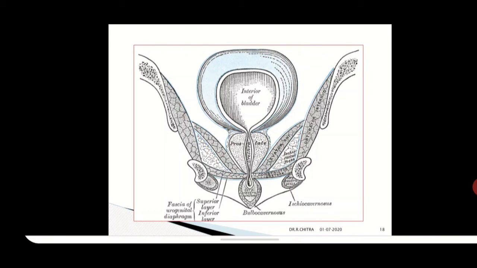So I think in this you can understand. This part is the urogenital triangle. The urogenital triangle contains the urogenital diaphragm. Are you seeing? That is the urogenital diaphragm. Above the urogenital diaphragm, that space is the anterior recess of the ischiorectal fossa.